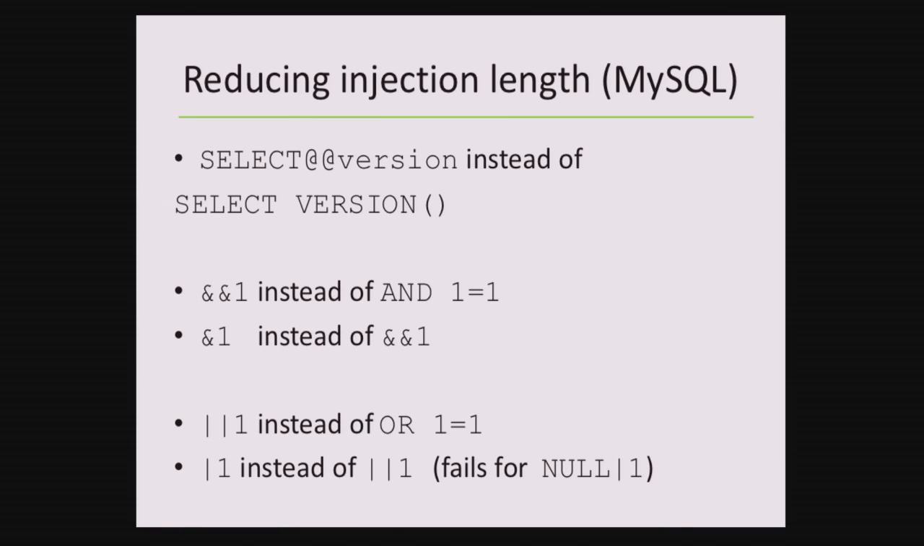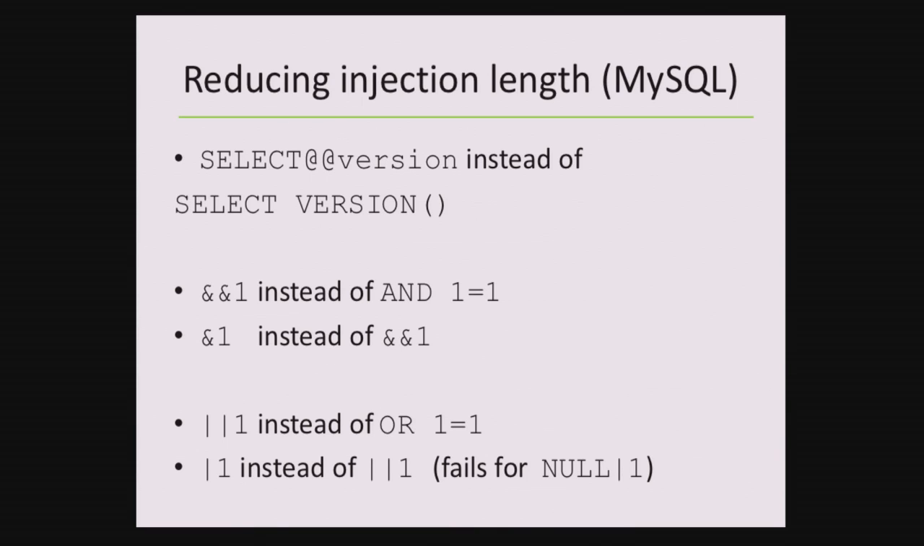So this is just some really basic stuff. Select @@version without a space, instead of doing select space version. If your WAF is checking for select space something, you will be able to bypass it. And here you win one character, so it's smaller.